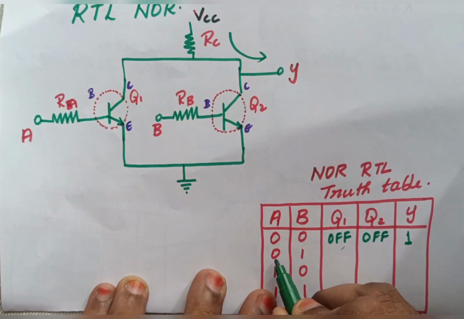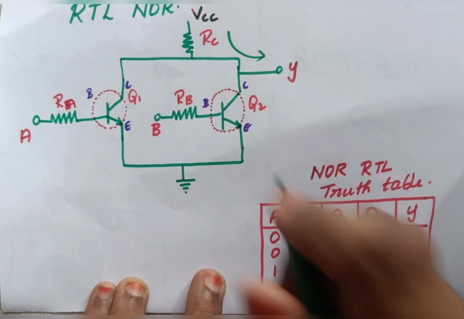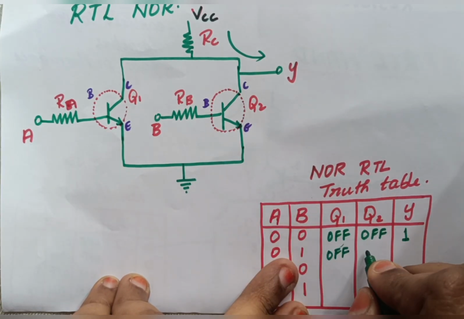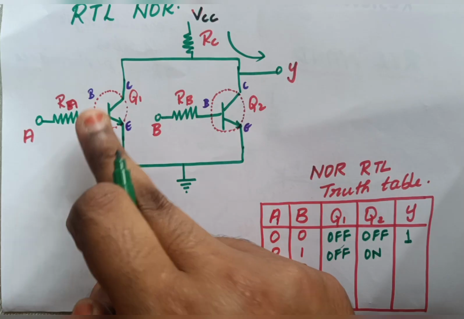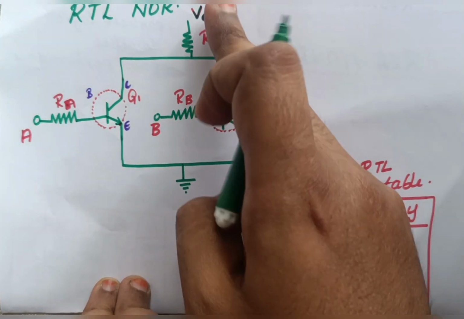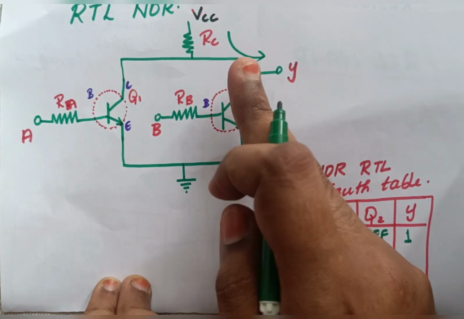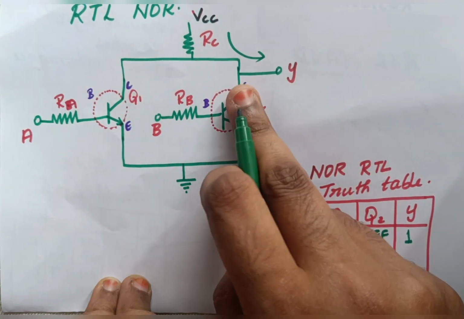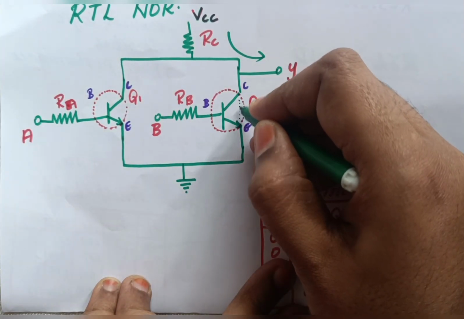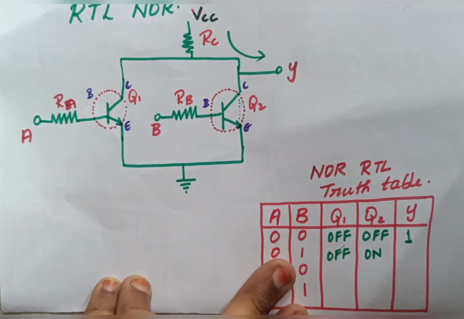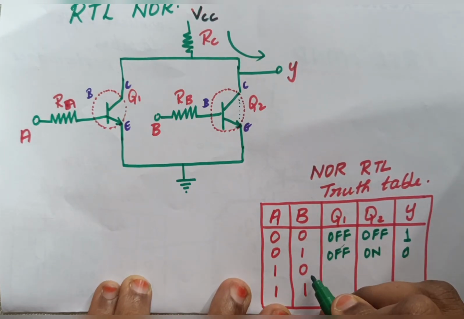Coming to the next one. When my A value is 0 and my B value is 1, since A is 0, my Q1 will be in the off state. Since B is 1, my Q2 will be in the on state. In a parallel connection, even if one switch is on, what does it do? It allows the voltage to come to the ground, and there won't be any voltage going to Y. Since Q2 is on, this switch is short circuited, and it allows the voltage to come to the ground. So we won't have any value going to Y. What will be the value of my Y? It will be low.